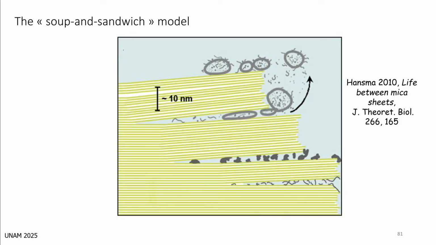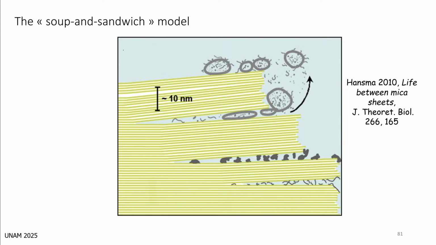A variation on this hypothesis is the so-called soup and sandwich model. Soup for the primordial soup, and sandwich, because some people, mostly Helen Hansma, have proposed that the reactions of life started between clay layers. What you have here is a small crystal of clay. The green slabs are the clay layers. Each one is 1 nanometer thick, and they can be separated from each other, as I told you. You can swell the interlayer region.